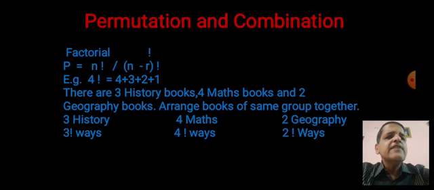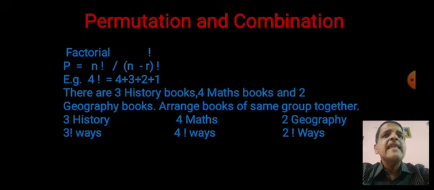Let us see one example. There are 3 history books, 4 maths books, 2 geography books. Arrange books of the same group together. How many ways can you do it? Now 3 history books, so 3 factorial ways, 3 into 2 into 1. 4 maths books, so 4 factorial ways, 4 into 3 into 2 into 1. 2 geography books, so 2 factorial, 2 into 1. Like that many ways we can arrange within each group.